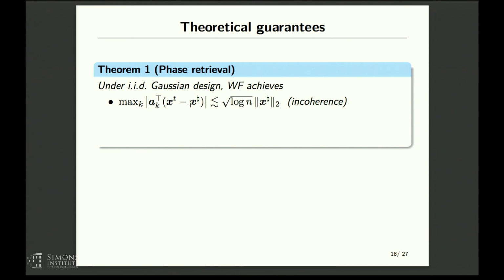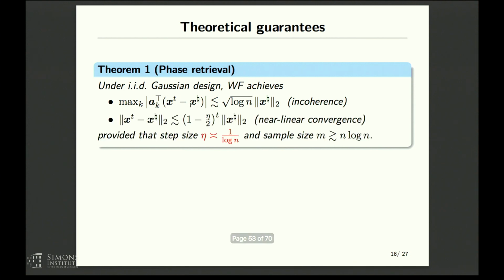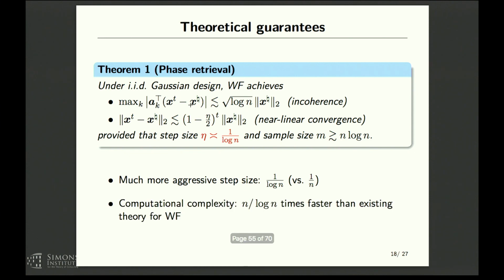Under i.i.d. Gaussian design, the Wirtinger flow iterates will always satisfy some sort of incoherence condition, and with this, we can obtain very fast convergence. Essentially, it converges within logarithmic iterations, even when the sample size is not much larger than the information-theoretic limit. So we are able to adopt a much more aggressive step size, and we have a computational complexity that's much better than the existing theory.